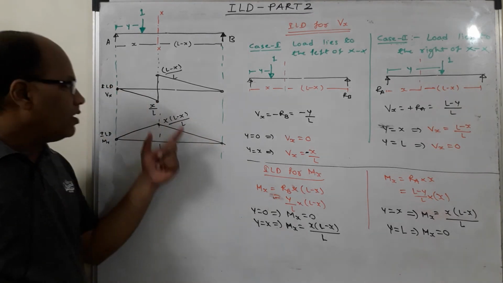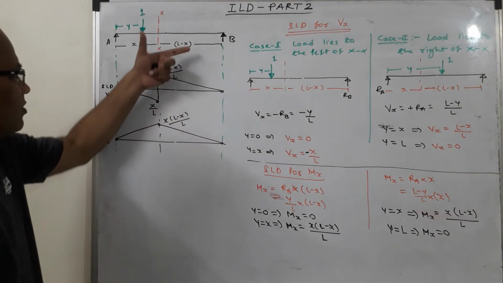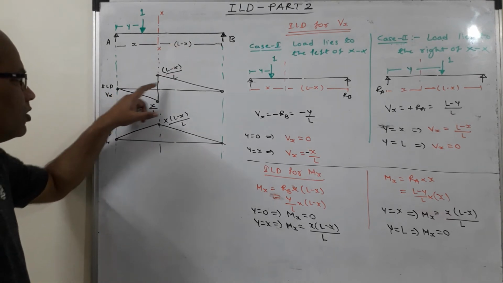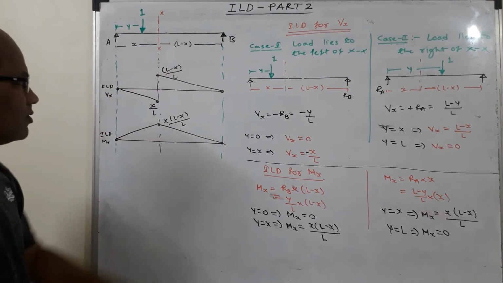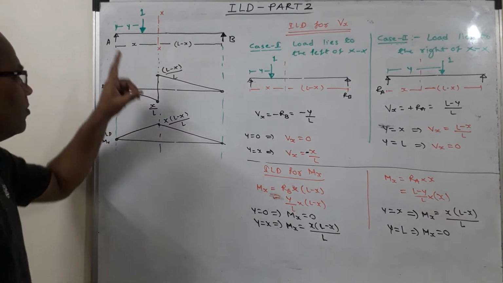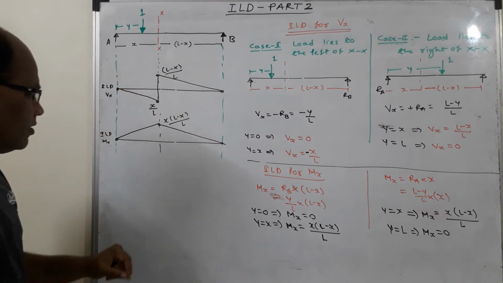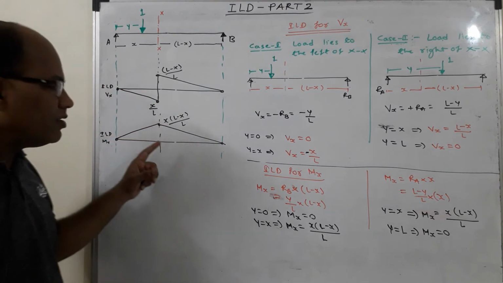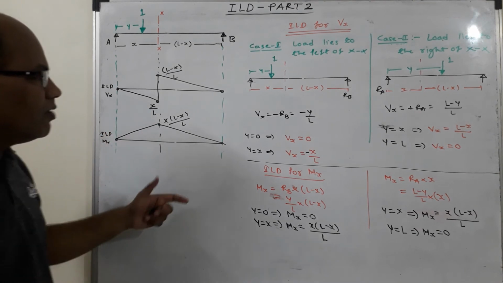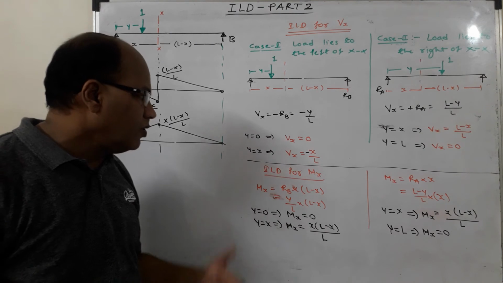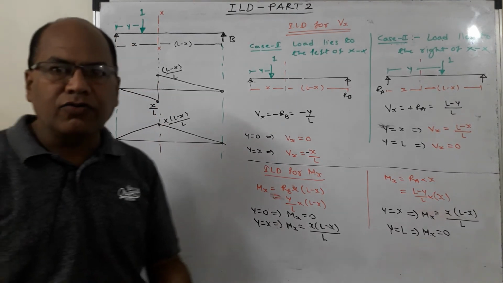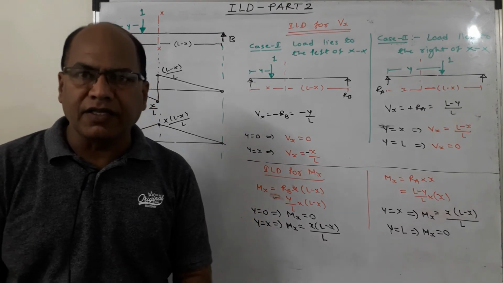So you can see that ILD for shear force for a simply supported beam, ILD for shear force at any section is made up of two triangles. One triangle is on the positive side, another is on the negative side. Whereas ILD for bending moment at a section is made up of a triangle with the maximum value of bending moment at the section itself. So this is how you can use the basic theory to draw ILD for the shear force and bending moment. Now let us see how to use the shortcut method.